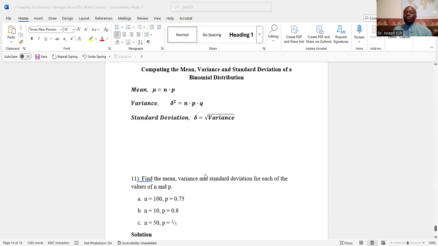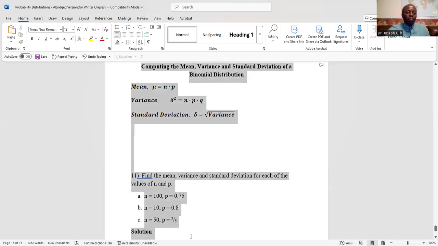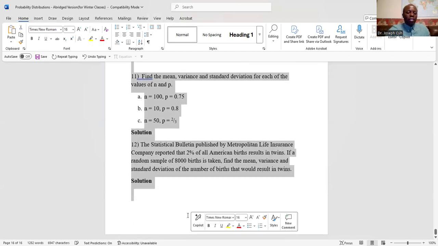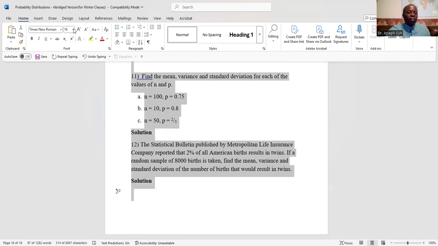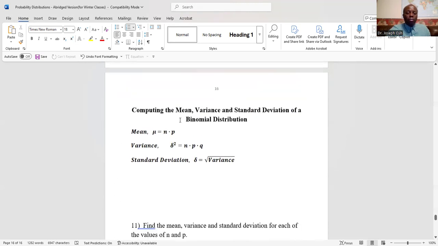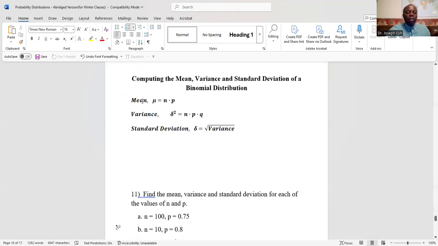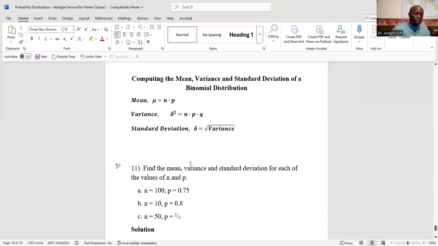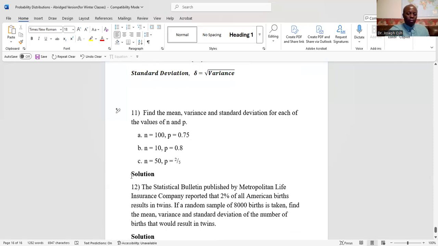So in this section, we'll be looking at how to compute the mean, variance, and standard deviation of a binomial distribution. The mean is simply got by multiplying n times p. That's the formula. Variance is n times p times q, and the standard deviation is the square root of variance. Let's do one example on this one.